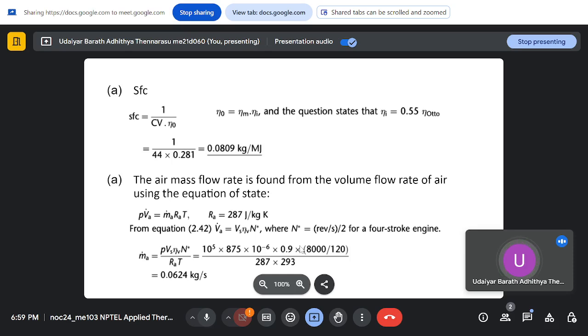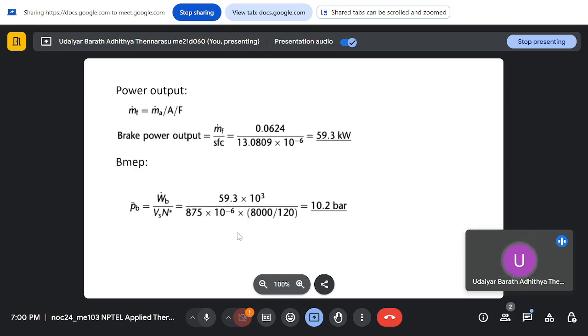So 0.9 into your speed divided by 2. So 8000 rpm, so 8000 divided by 60 to convert it into rotations per second, divided by 2. So 8000 divided by 120, divided by the gas constant 287 into temperature 293. So 273 plus 20, 293. So this comes out to be mass of air as 0.0624 kg per second. So that is the mass of air requirement.